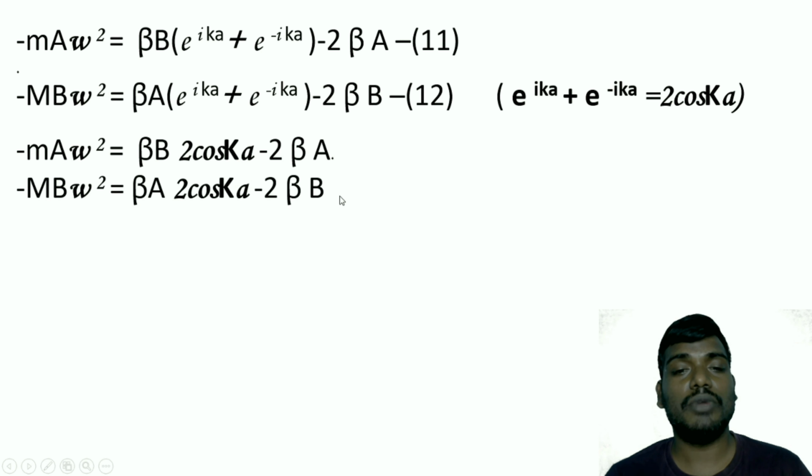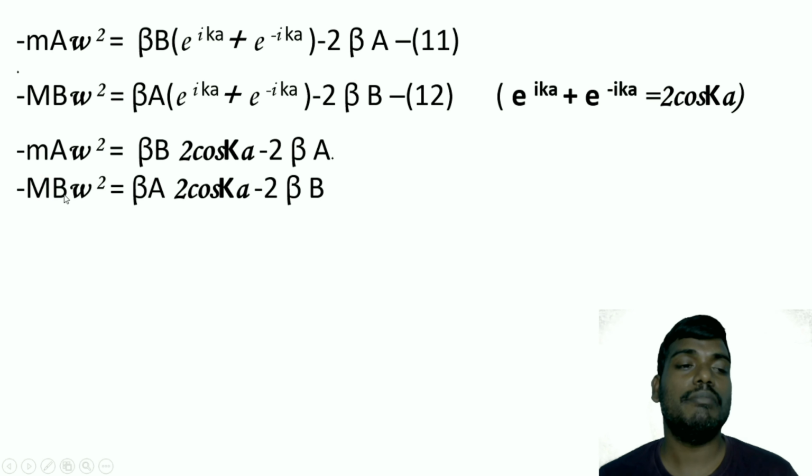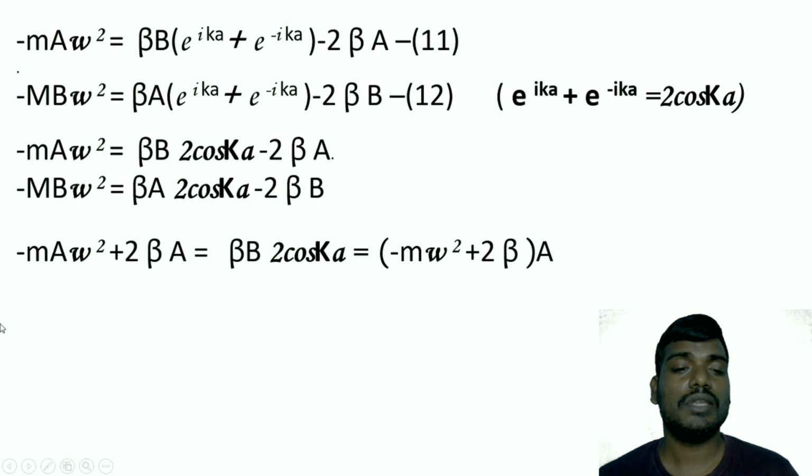Similarly, equation number 12 is the same, with a replaced by b and small m replaced by capital M: -M b ω² = βa 2cos ka - 2bβ. Next, taking the equation 11 value, -m a ω² plus this value is taken to the left side, plus 2ba.